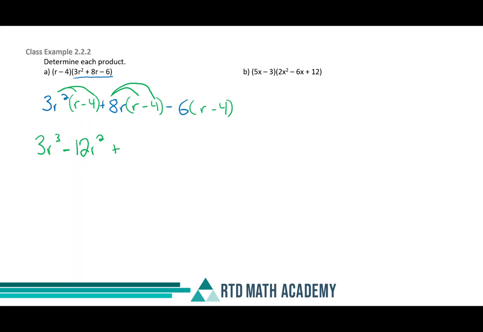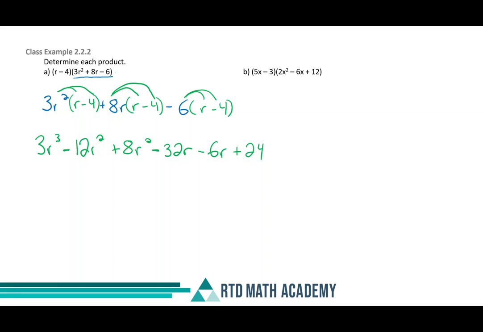So I see a positive times a positive is going to stay a positive. I get 8 multiplied by a 1 technically here, and then r times r. Next I get a positive times a negative, and 8 times 4 is going to equal 32. And I have a single r here. It's not being multiplied by any other r's. This time I get to look at this as negative 6 multiplied by r and negative 6 multiplied by negative 4. So that's going to give me negative 6r plus 24.